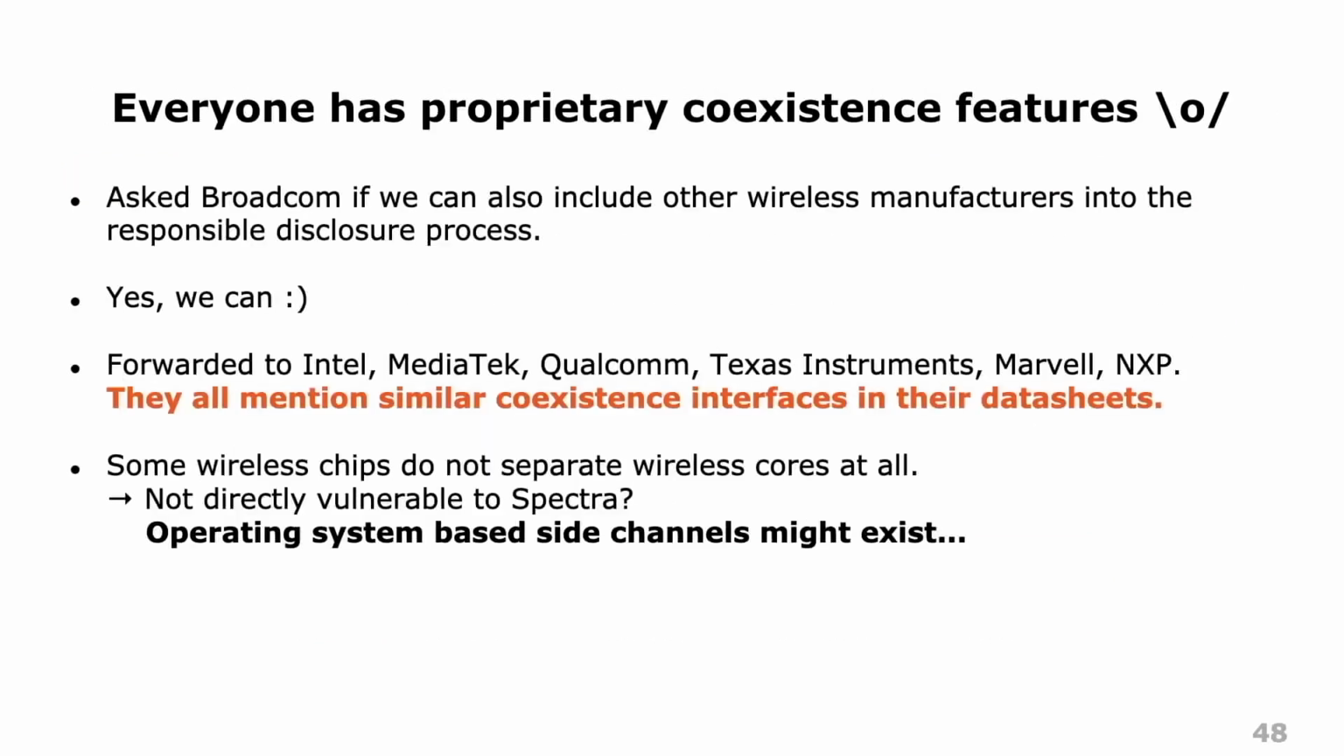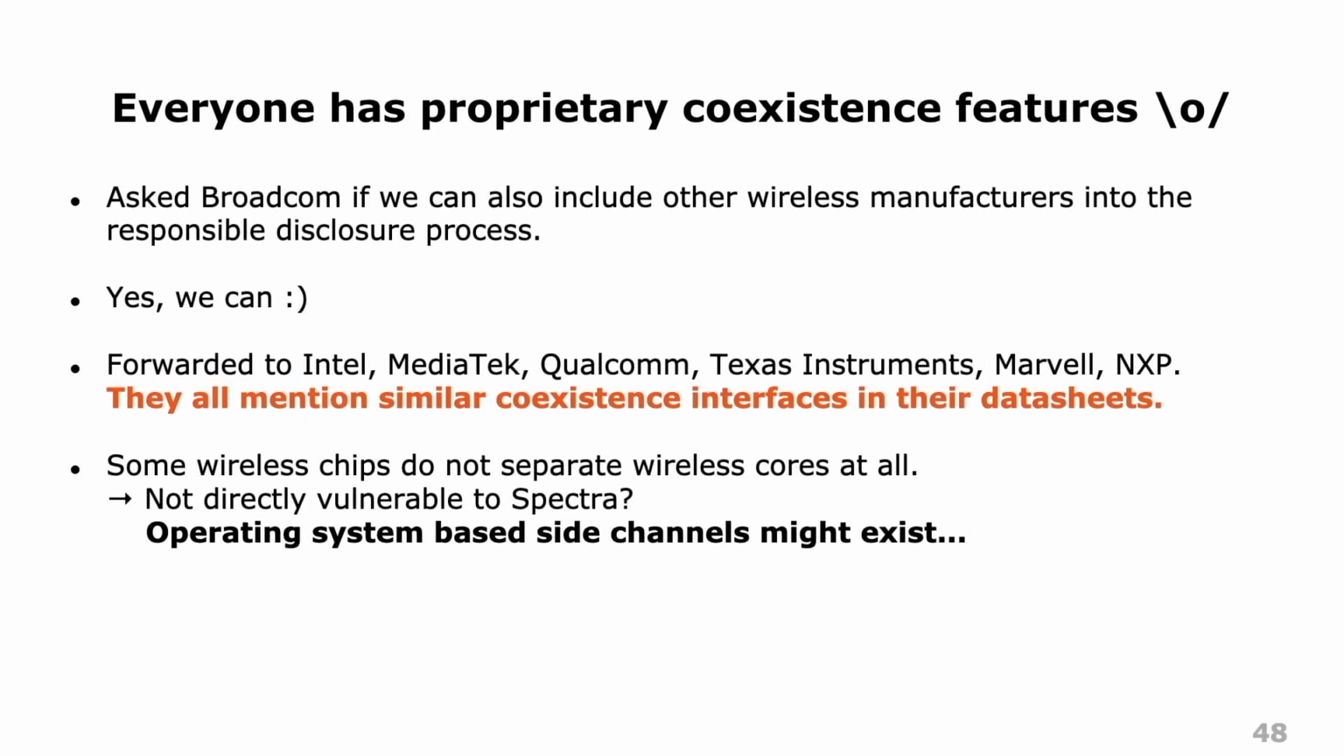And well, I think almost everyone has proprietary coexistence features, and a couple of vendors also mentioned them briefly in their data sheets. So we asked Broadcom if we could also include other wireless manufacturers in the responsible disclosure process. And they said, yes, we can. So this is actually a very nice thing, because usually they were like, let's do this slowly and so on, right? But this time they were like, yes, include others, because others might be vulnerable, and that's very nice of them.